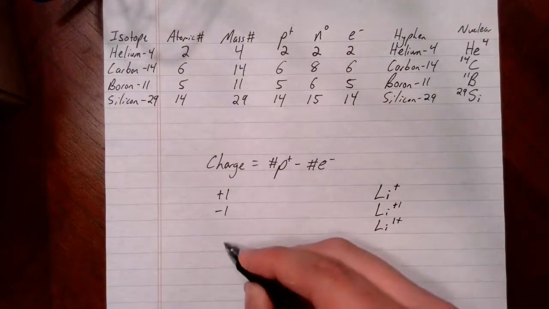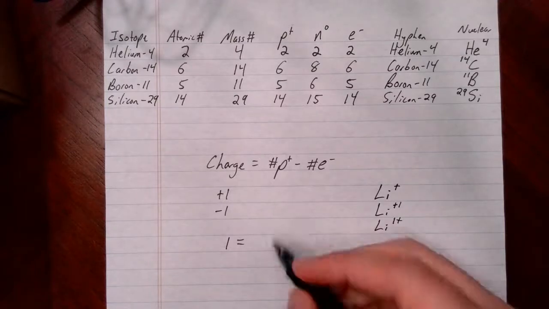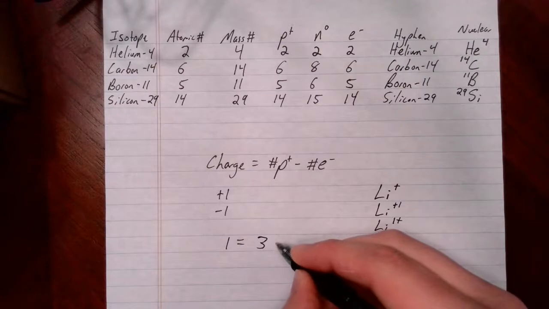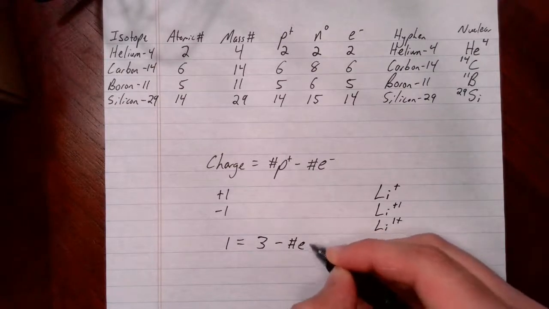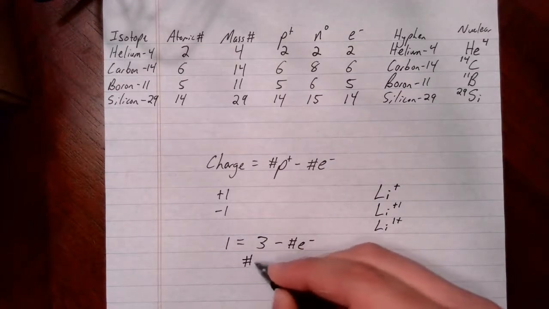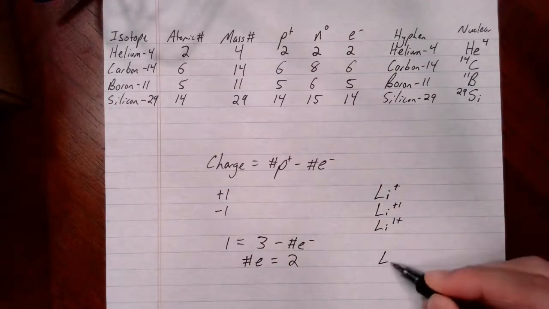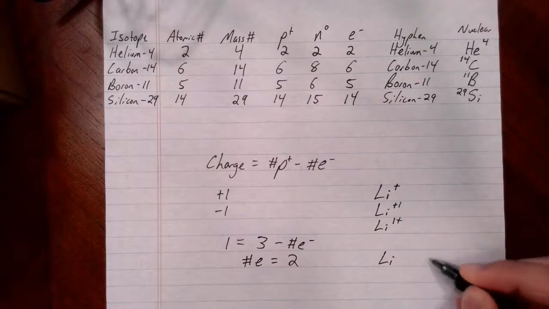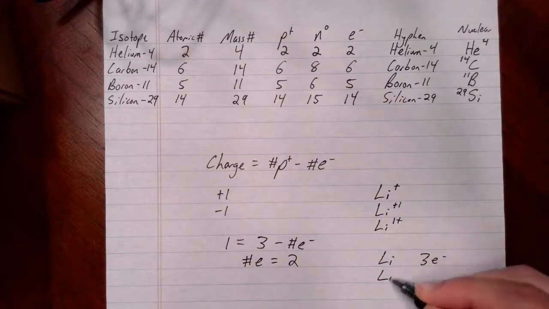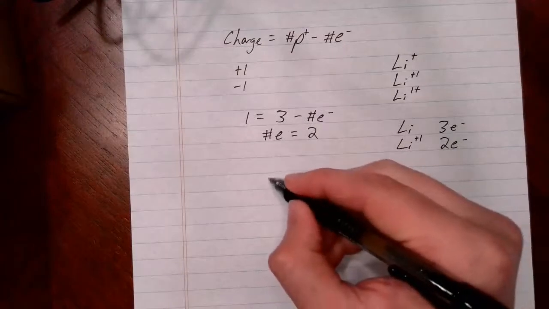So I can plug in the formula and say 1 equals the number of protons. So if I look on the periodic table, the atomic number for lithium is 3. So it has 3 protons minus the number of electrons. Okay, so I can do pretty simple algebra and see that the number of electrons is equal to 2. So lithium with no charge would have 3 electrons. Lithium plus 1 would have 2 electrons. So let's look at one more example. Let's look at oxygen.